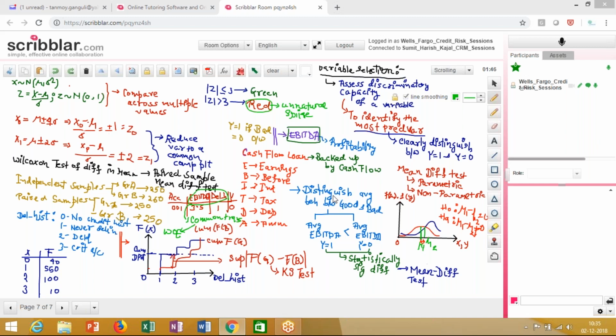But if you are developing a simple PD model, then you can do without weight of evidence as well. That should not be a problem. Got it, it's only for scorecards. For a scorecard, it's mandatory. It's mandatory, got it.